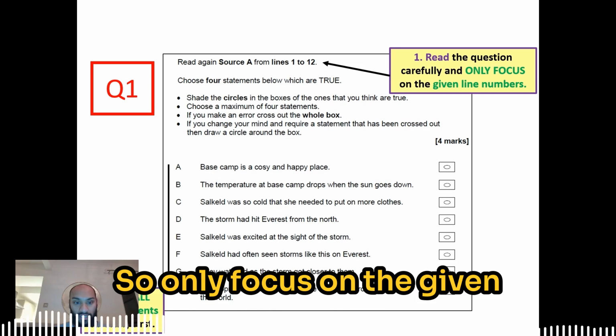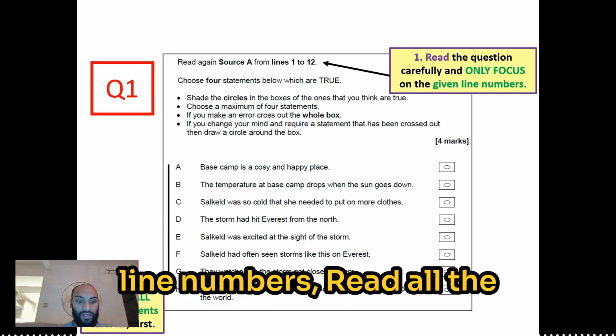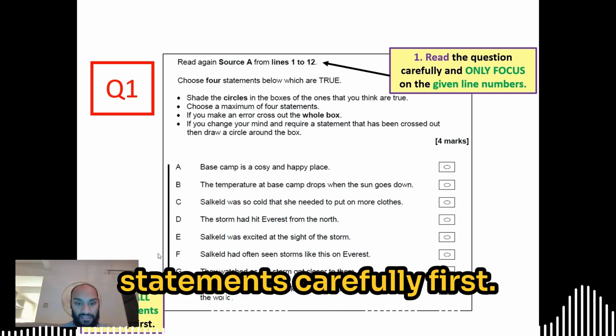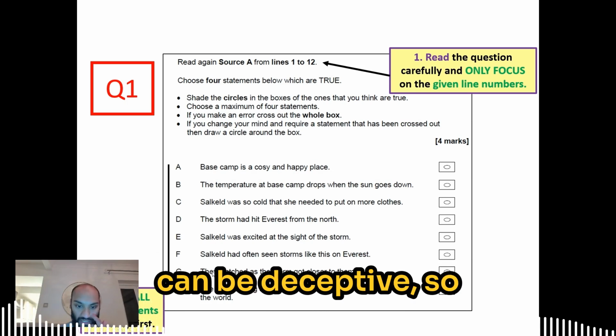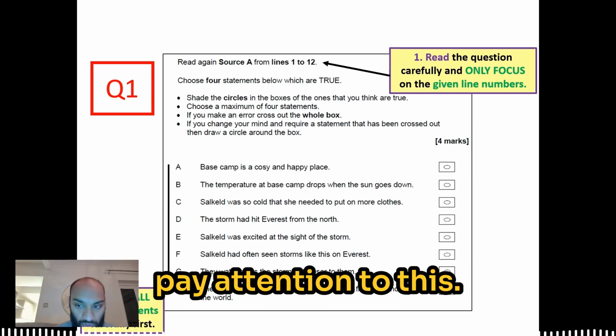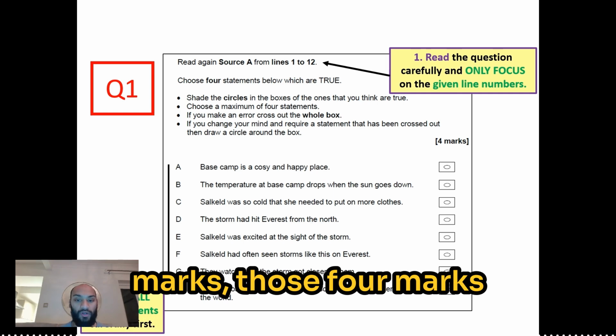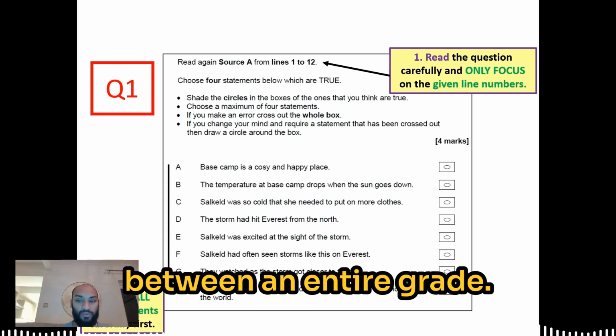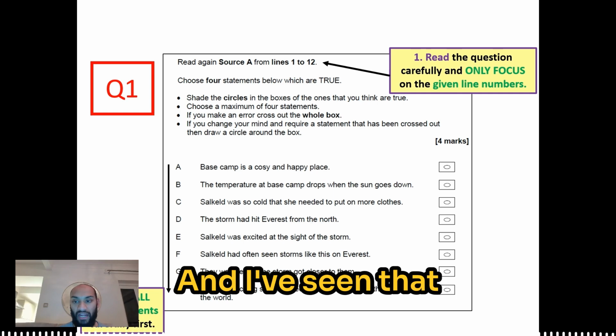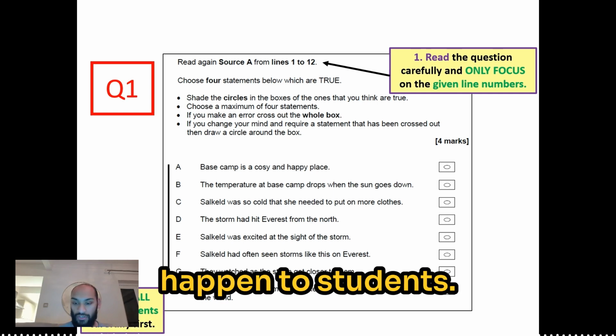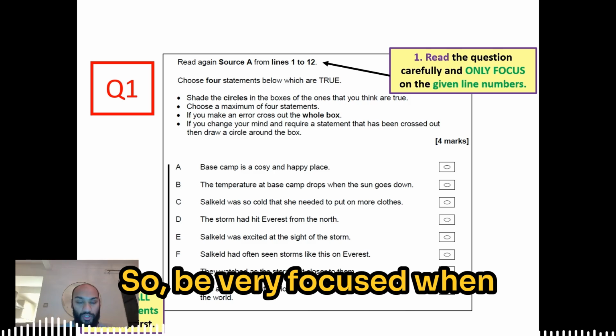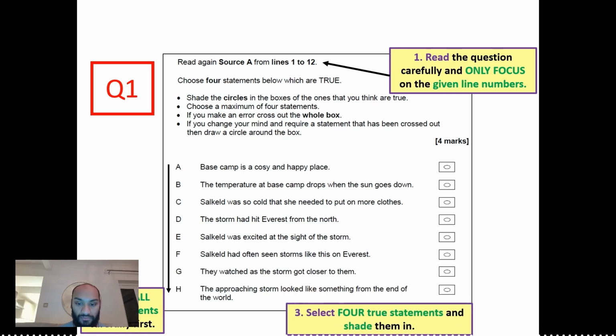So only focus on the given line numbers. Read all the statements carefully first. Sometimes the wording can be deceptive, so pay attention to this. Although it's 4 marks, those 4 marks can be the difference between an entire grade. And I've seen that happen to students. So be very focused when you're approaching this question.